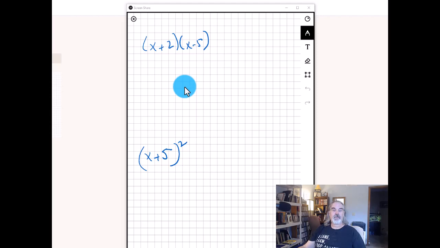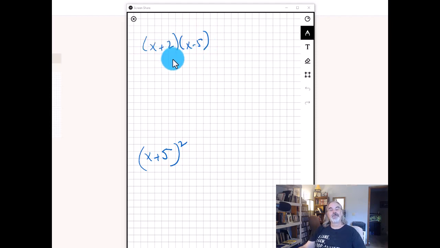The other thing to remember is, as mentioned, this multiplication between the first parentheses, x plus 2, and the second parentheses, x minus 5, is distributive, meaning everything in the parentheses on the left has to have its turn to multiply everything that's in the parentheses on the right.